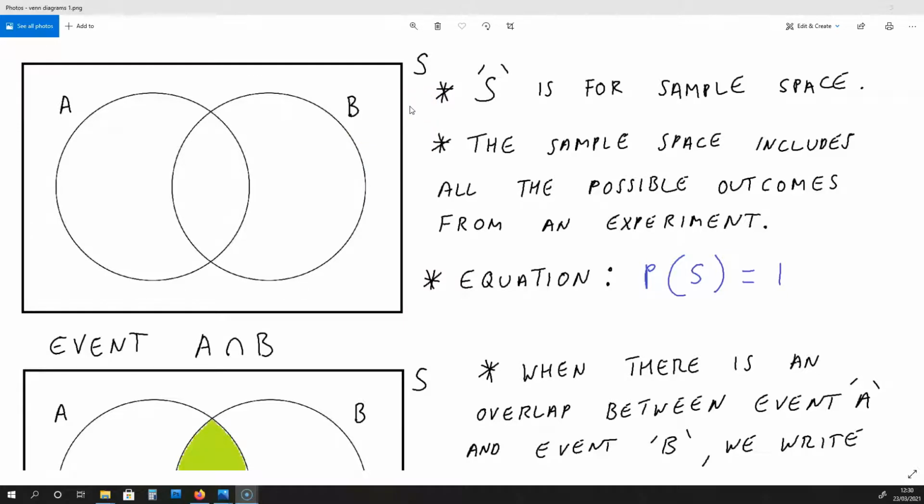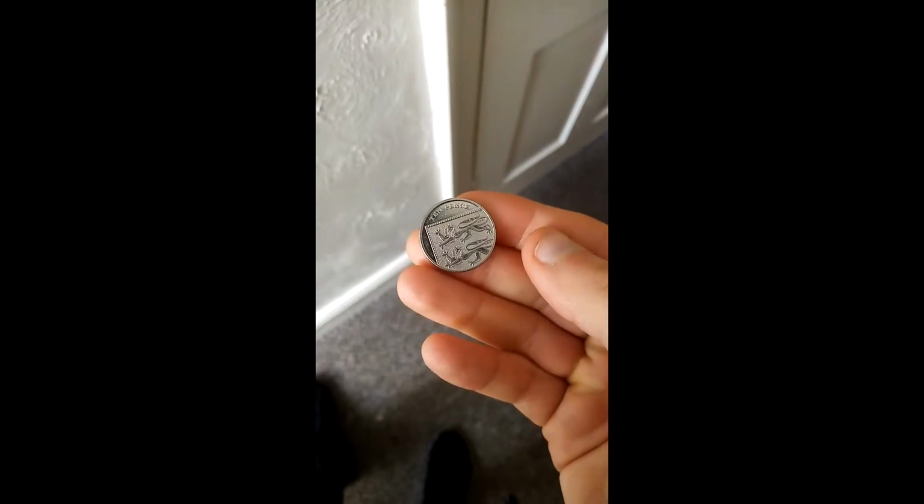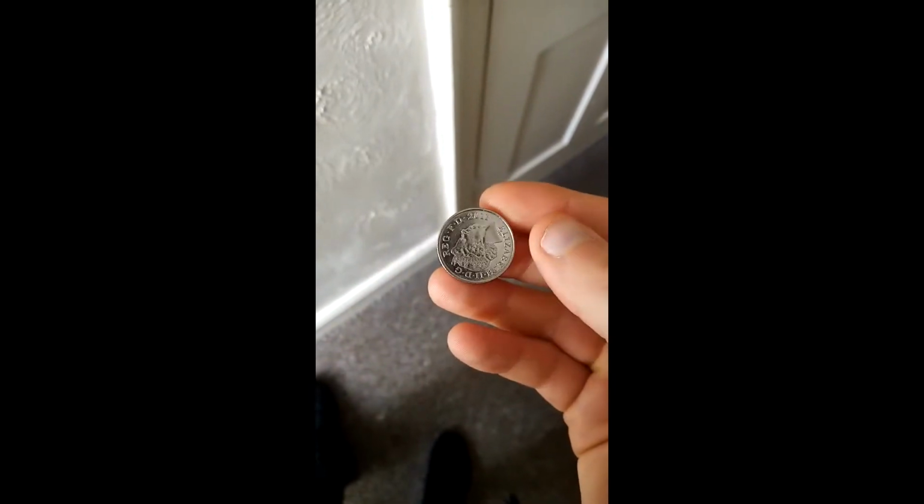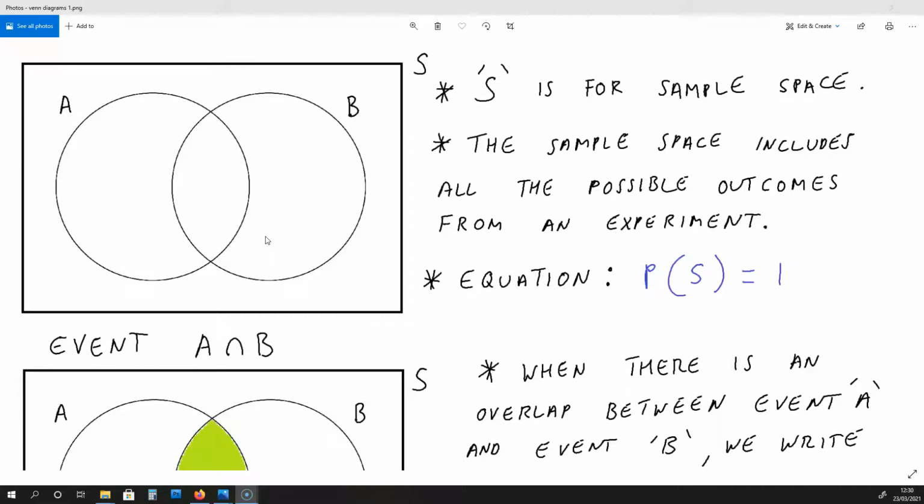So that's just one example of how to use a Venn diagram. But obviously in this case, the intersection over here would be equal to 0, because when you are flipping a coin, you can't really get heads and tails at the same time when that coin lands.